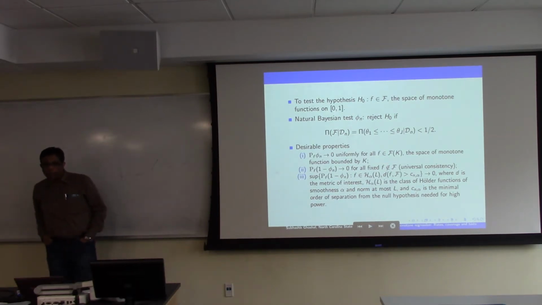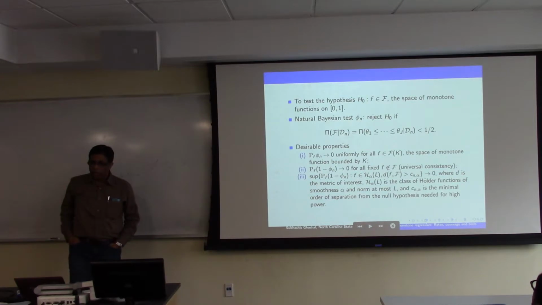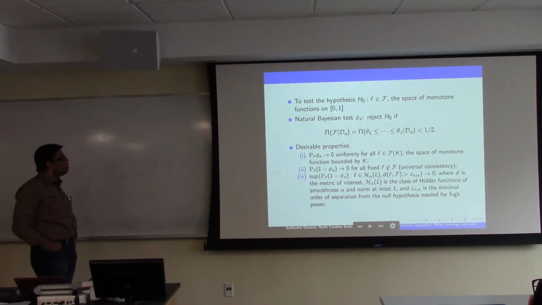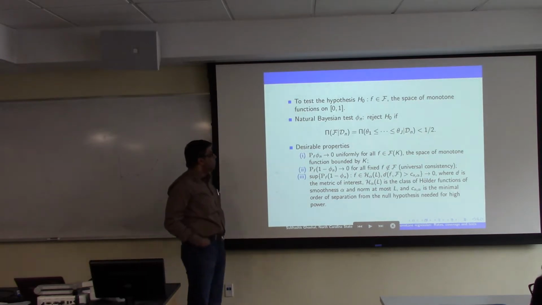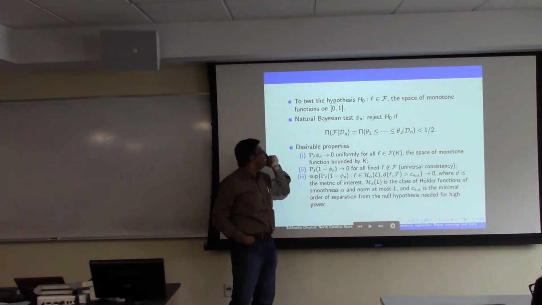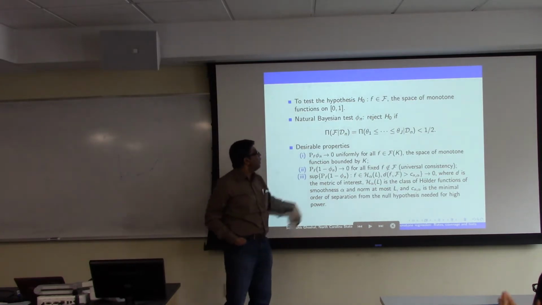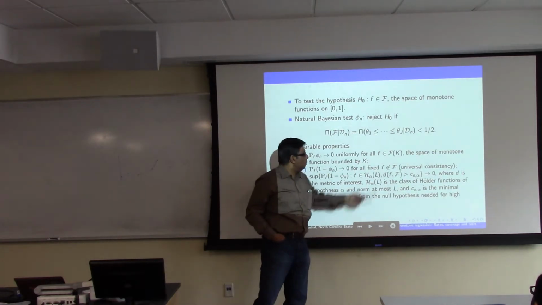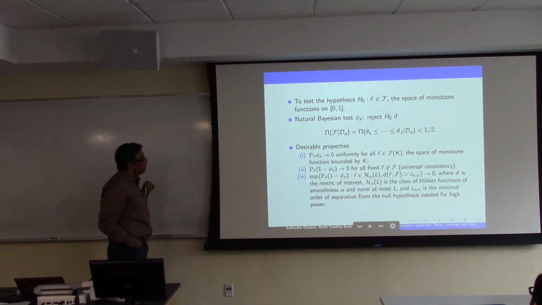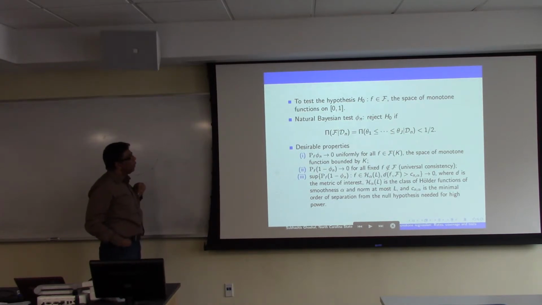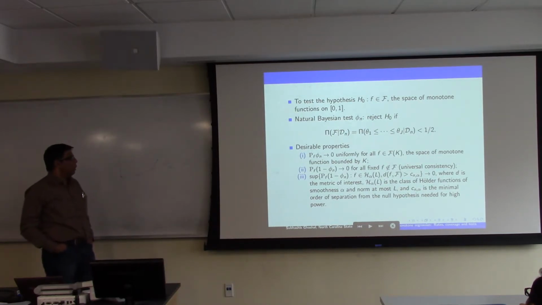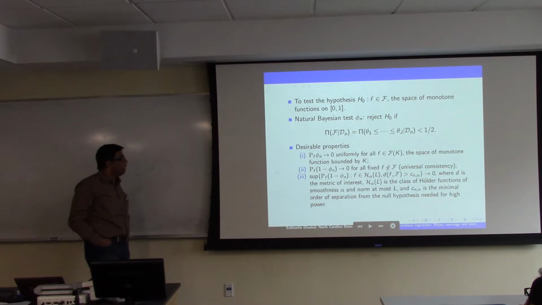Okay, how do you test a hypothesis? Part of the parameter space is script F, the space of monotone functions. So you look at the space of all functions, put a prior, get a posterior, and then you can compute the posterior probability of the part you are interested in. That is the monotone part, and that's equivalent to saying that these thetas are ordered. If the probability is too low, lower than 1/2, let's say that's your benchmark, then you reject the null hypothesis in the Bayesian sense. Okay, so that would be the standard thing to do.